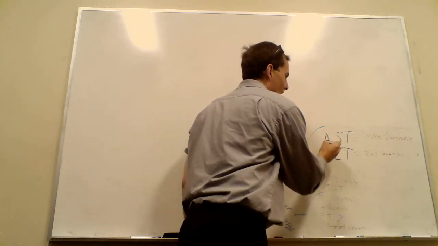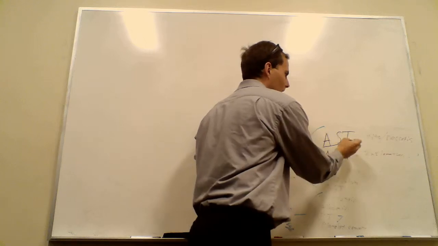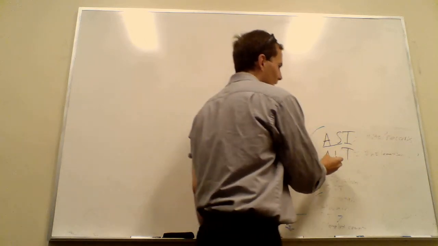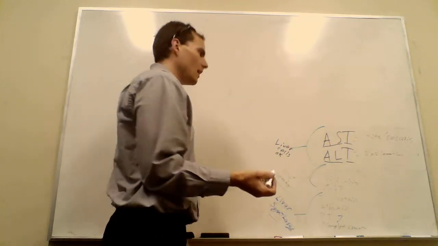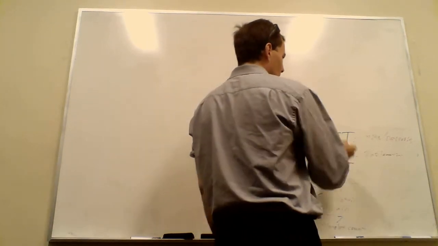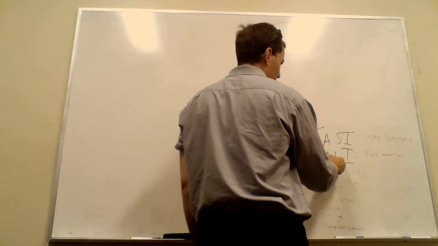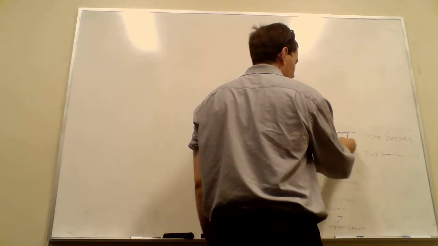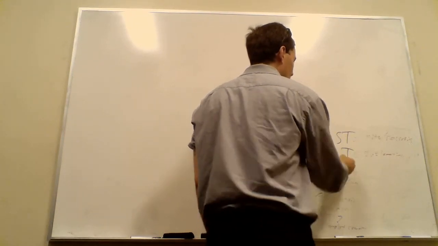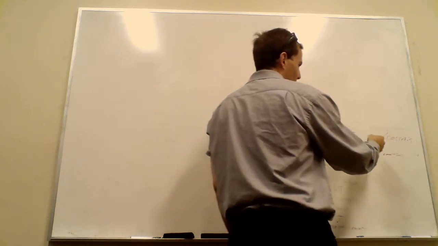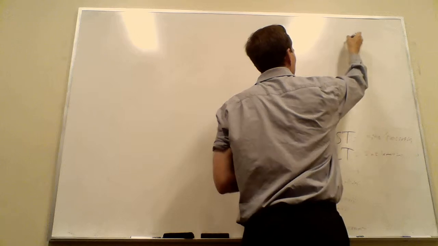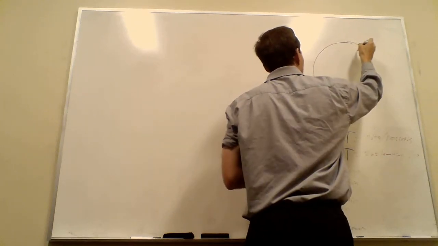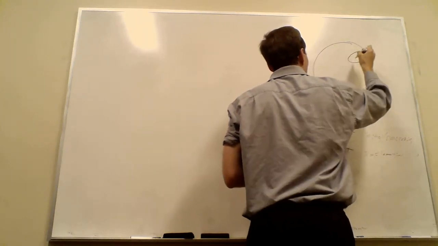AST is aspartate aminotransferase. ALT is alanine aminotransferase. And for AST, that way it doesn't look like the letter I over there. All right, for AST, if we have a picture of the cell up here, we have a mitochondria right here.